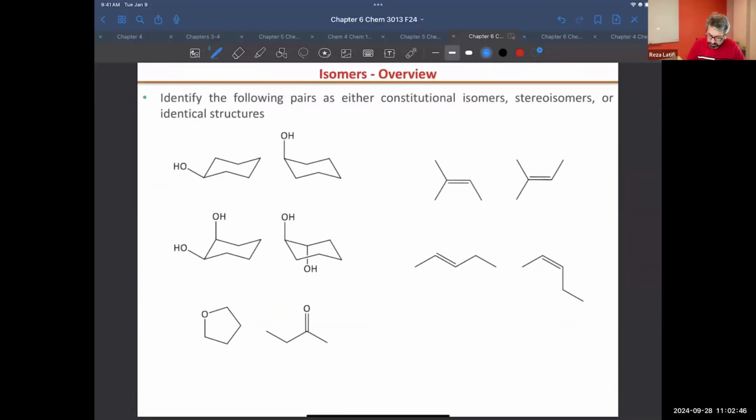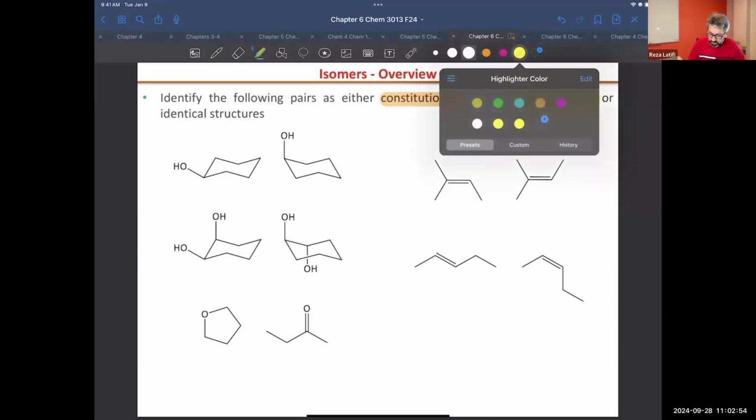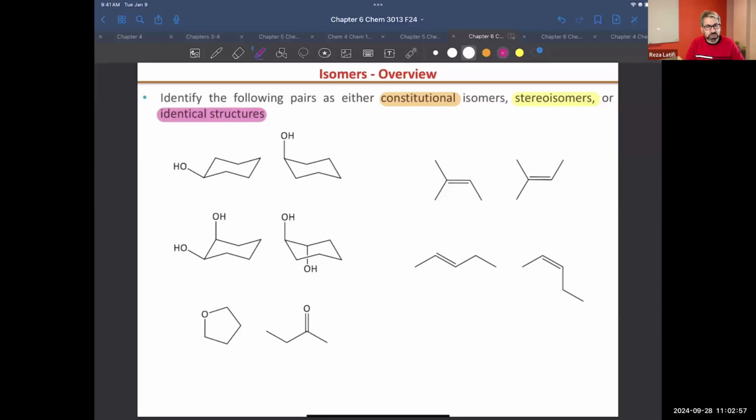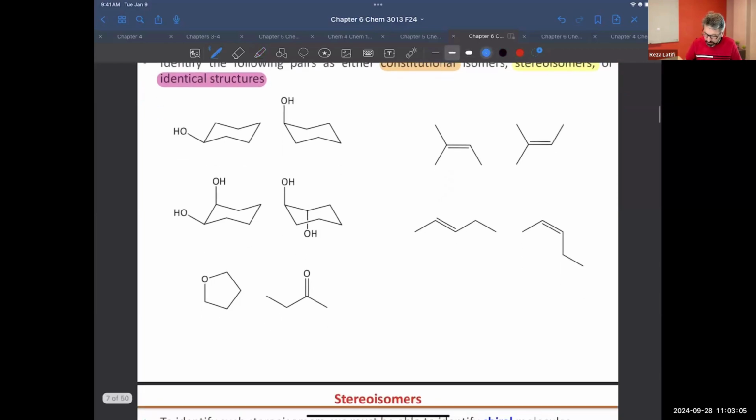It says, tell me whether we have constitutional isomers or stereoisomers, or maybe we have identical. Okay, maybe we have identical isomers. Okay, and so let's see. I'm gonna start with this structure, this one. And let's look to the left side. What do we have? We have this group that is identical to that group. Am I dealing with any isomerization here? No, not really. I don't have cis or trans. Okay, so these two are going to be identical. Those two are identical.